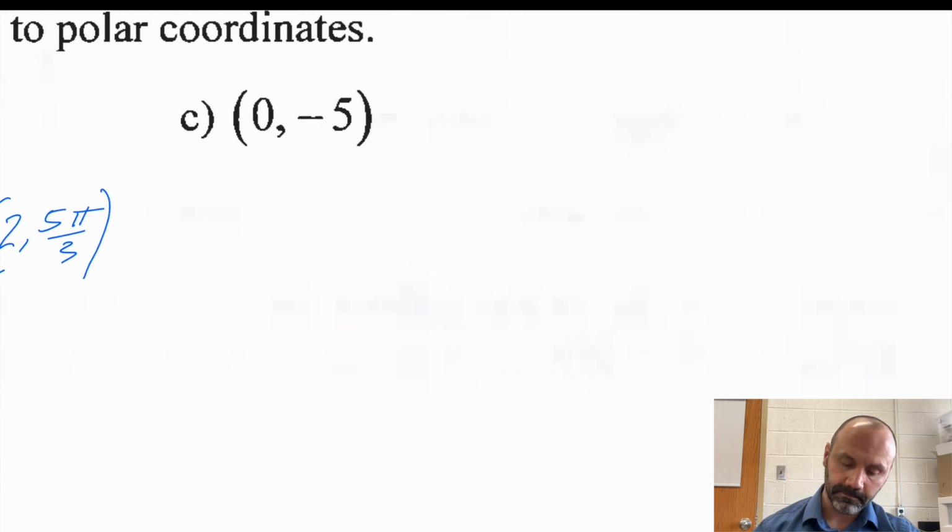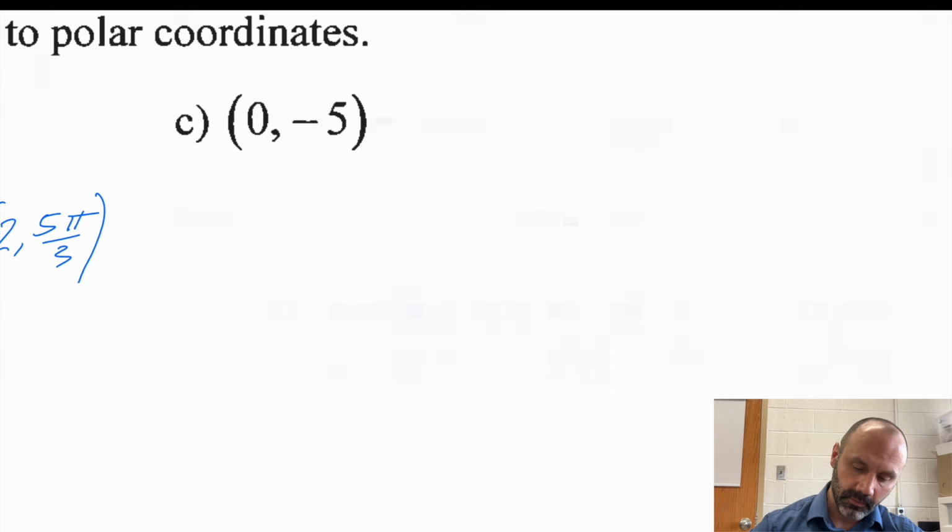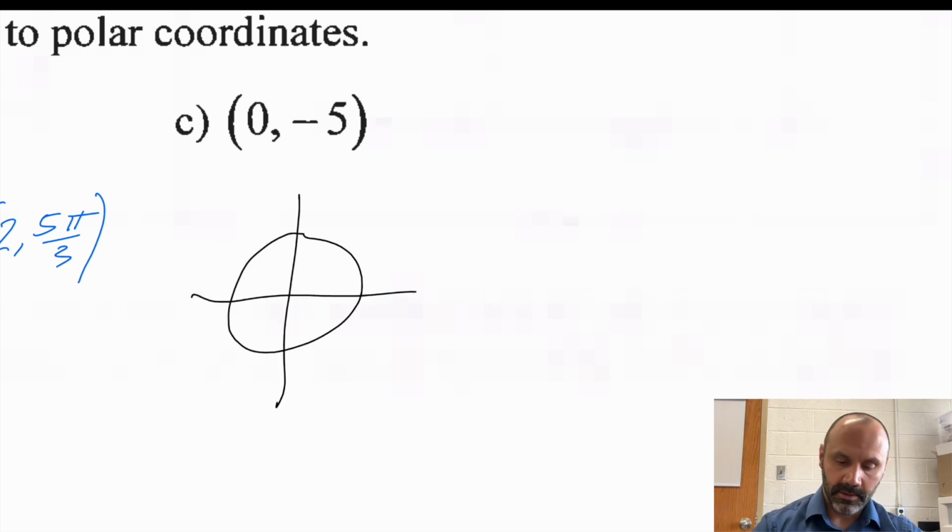On to c. This one, we don't really need to use tangent. We can kind of figure out where this is. We're down here at 0 comma negative 5. So that means theta is going to be 3 pi over 2, and the radius is obviously 5. But let's just try this out, see what happens.